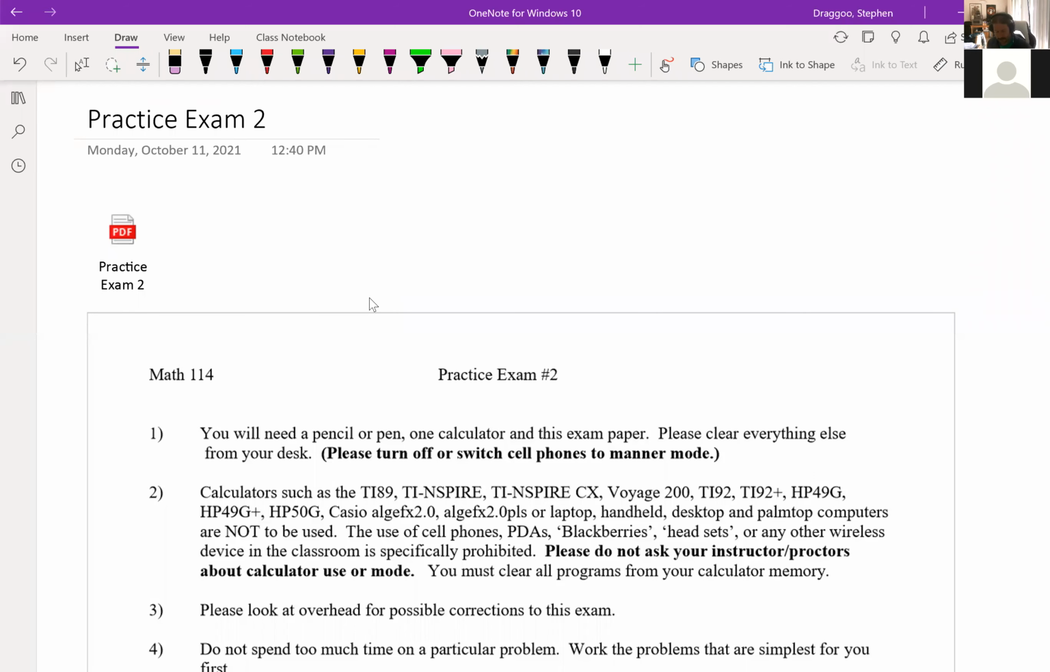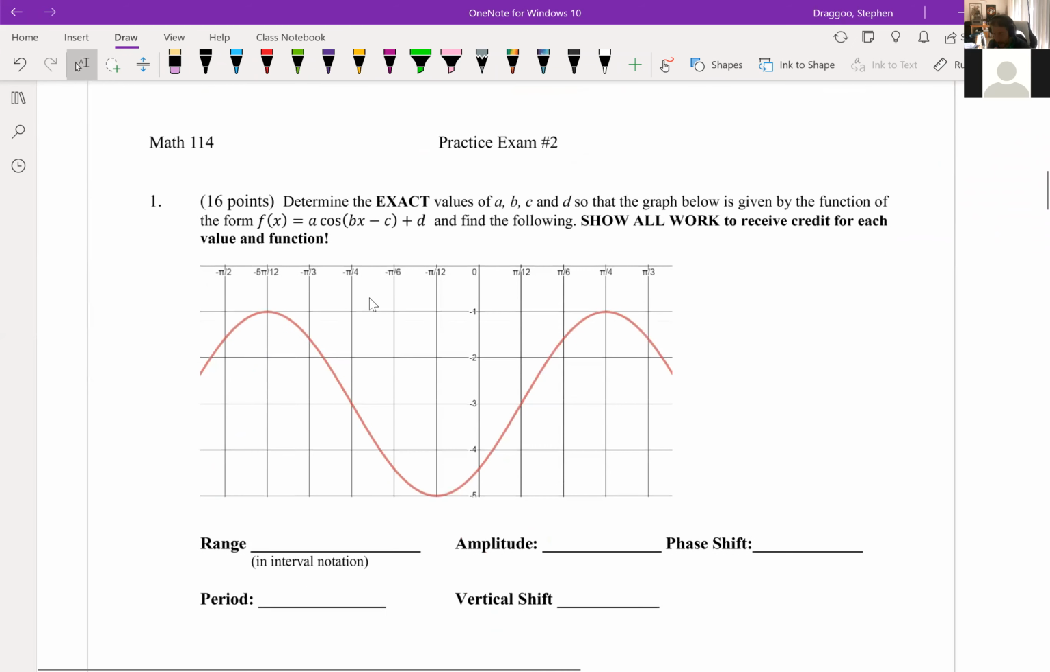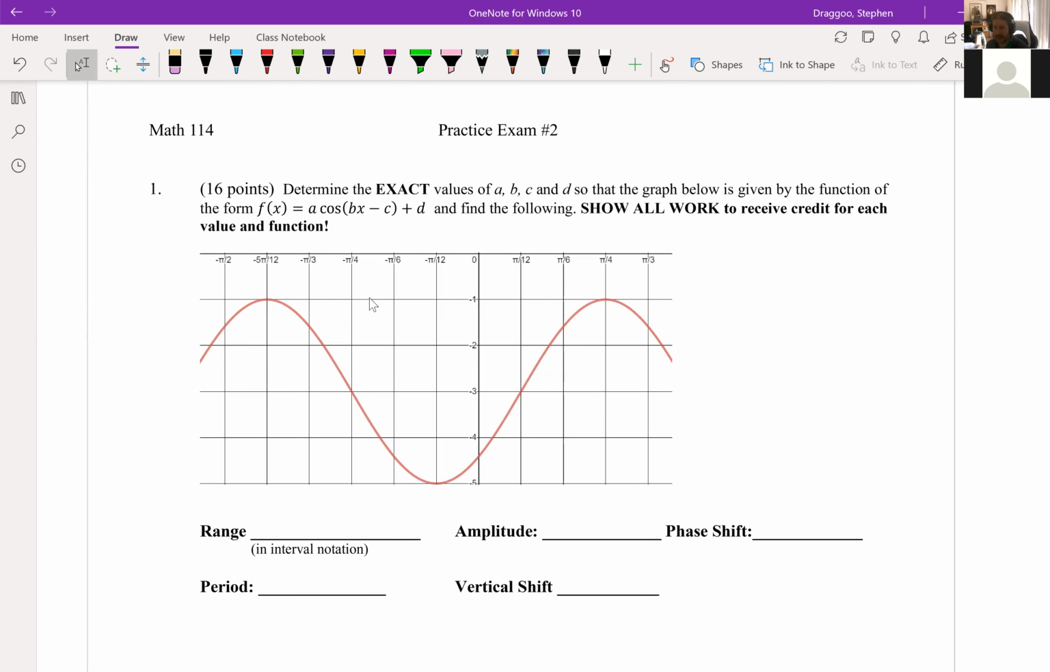So here is the practice exam 2 for trigonometry in, what is this, fall 2021. And let's just get started. So our first question down here, finding the exact values of A, B, C, and D so that the following graph fits the form f of x equals a cosine of bx minus c and then plus d. So we'll get to pick a little bit of everything.